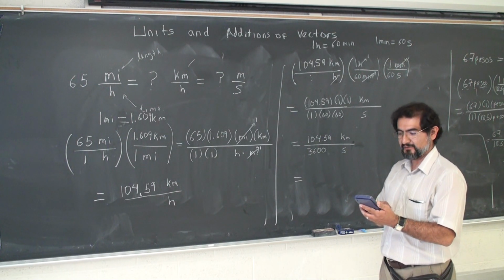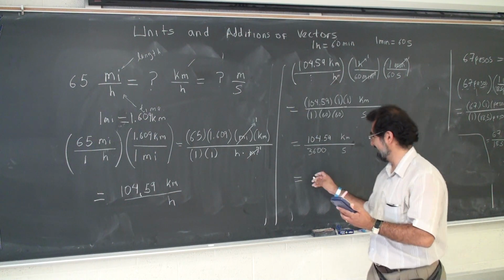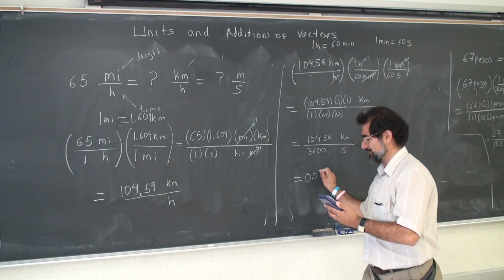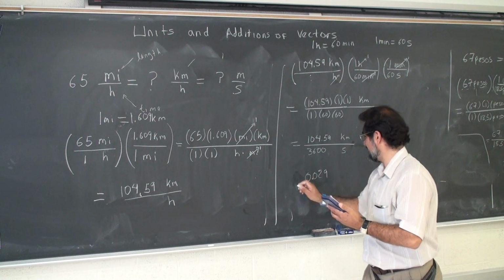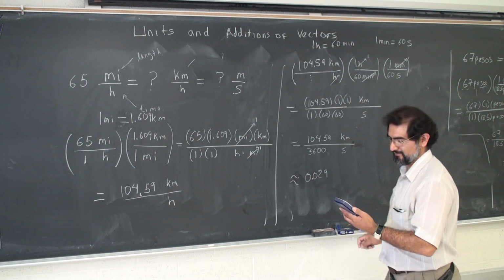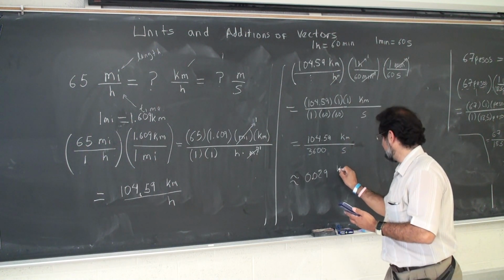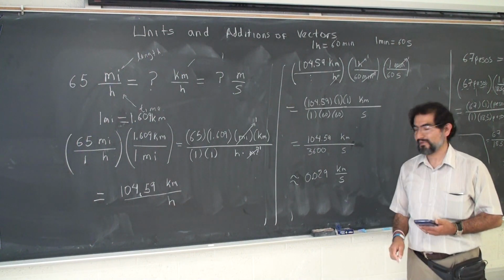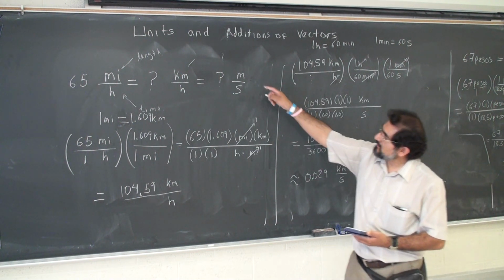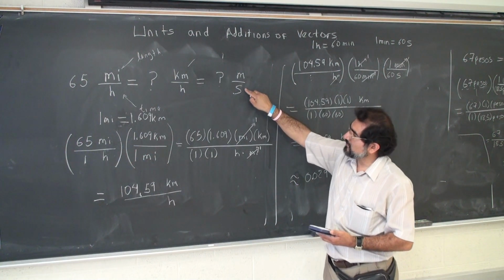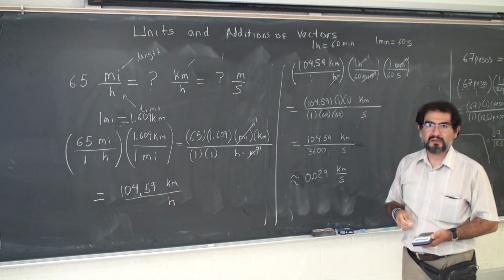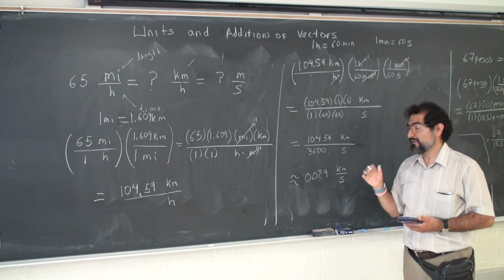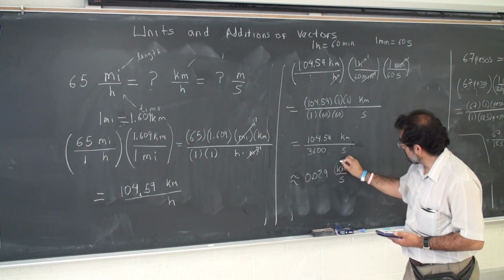104.59 divided by 3,600 is 0.029, approximately, kilometers per second. Okay, but that is still not the units that I want. We are going to be learning in the next section how to change this.